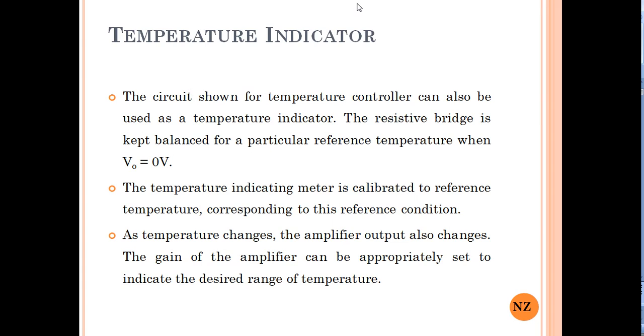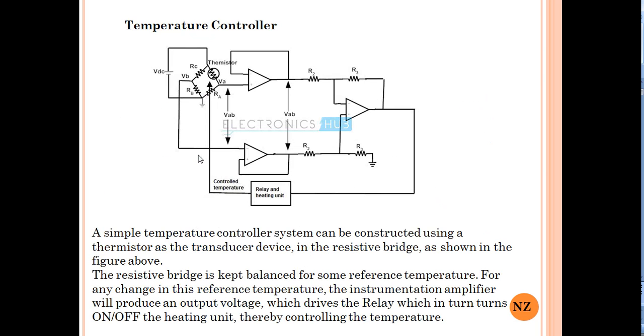Now next one is temperature indicator. Let us understand what it does. We can again use the same circuit here. The circuit shown for temperature controller can also be used here for indicating the temperature. So the resistive bridge is kept balanced for a particular reference temperature when V out is 0. So this particular bridge is set to some particular reference voltage so that the output voltage is 0.